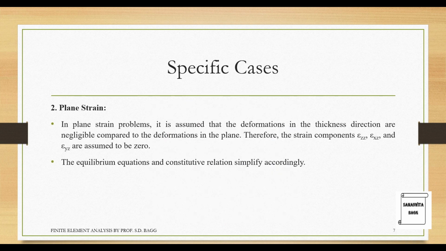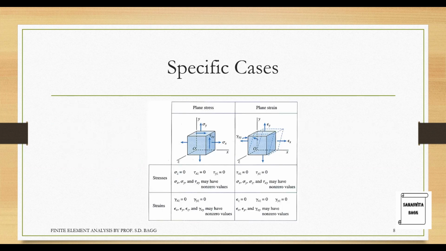Next, we'll talk about the plane strain condition. In plane strain problems, it is assumed that the deformations in the thickness direction are negligible compared to the deformations in the plane. Therefore, the strain components epsilon zz, epsilon xz, and epsilon yz are assumed to be 0. That is again along the thickness direction. The equilibrium equations and constitutive relations simplify accordingly.